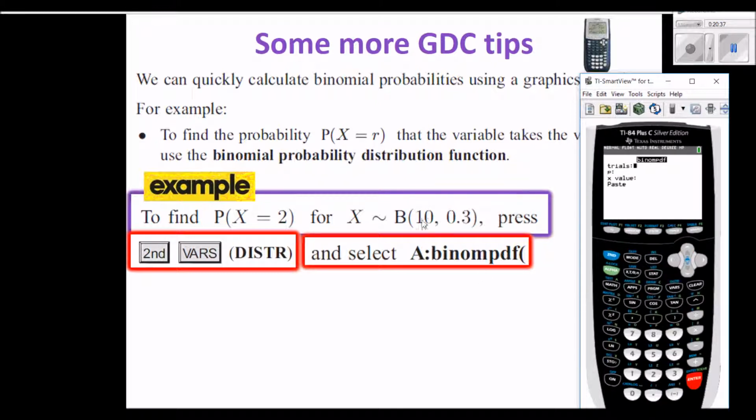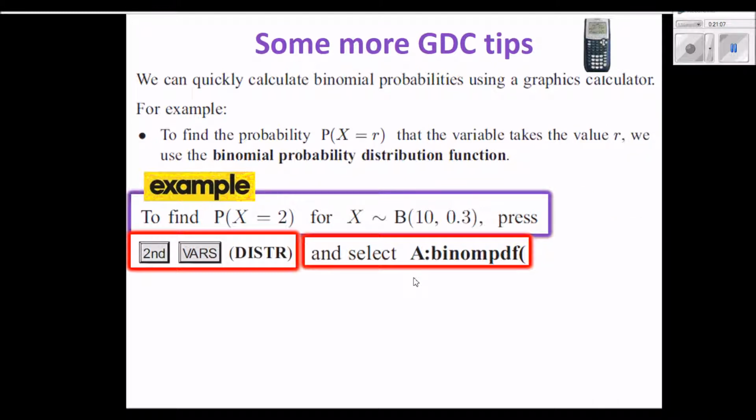Number of trials is 10, see it prompts you. Probability of success is 0.3. The x value is what it's equal to here. So x value is equal to 2. Pop that in and go paste. So here it just says, are you sure this is what you want? Yes, so you press enter one more time and that's our answer. So you would write it out unrounded. See, it gives it to you there.